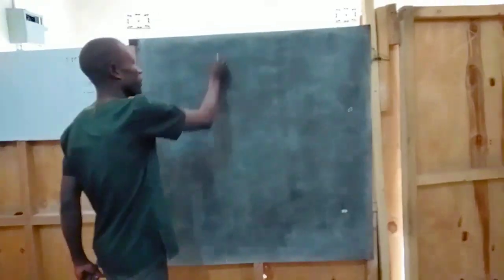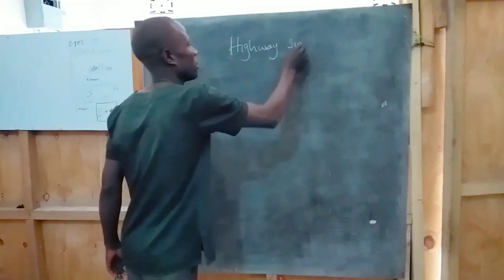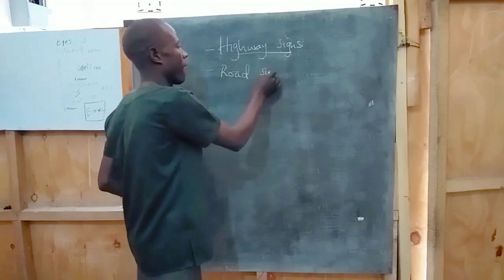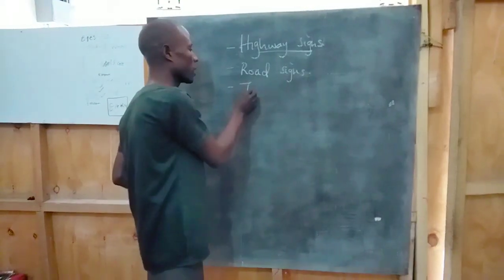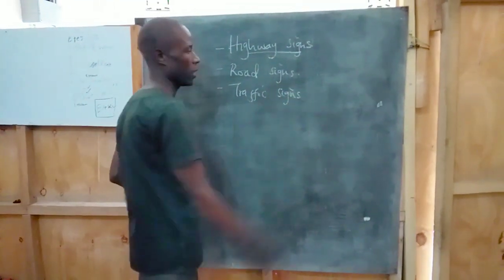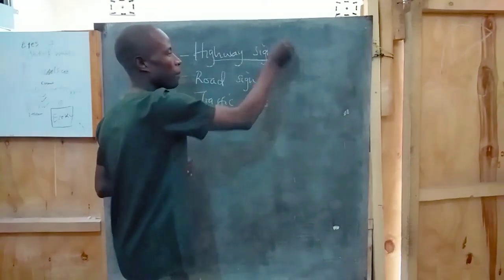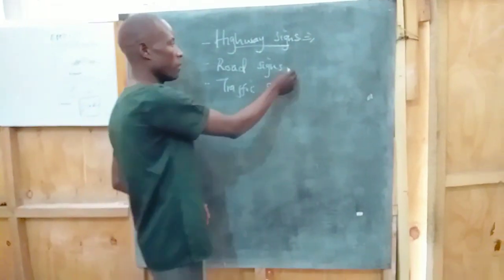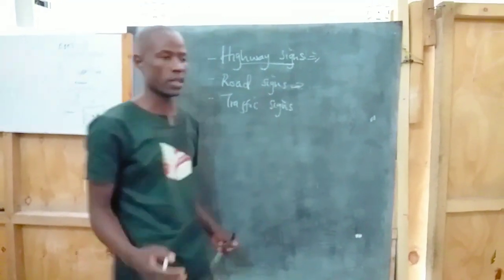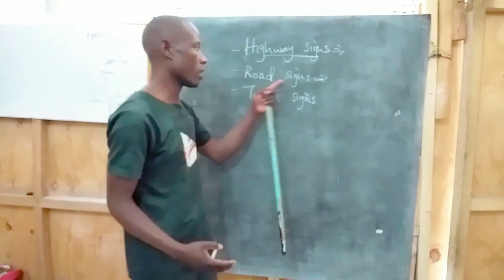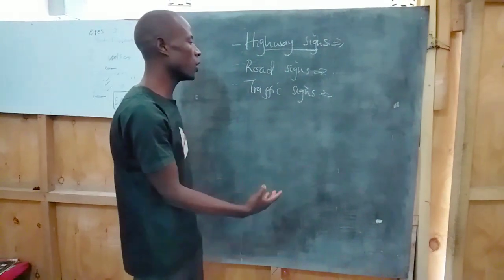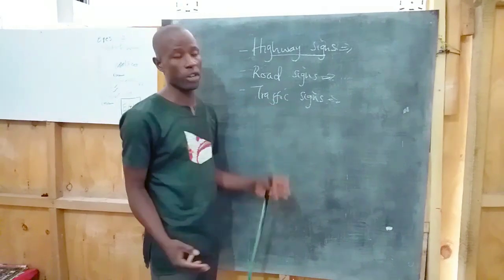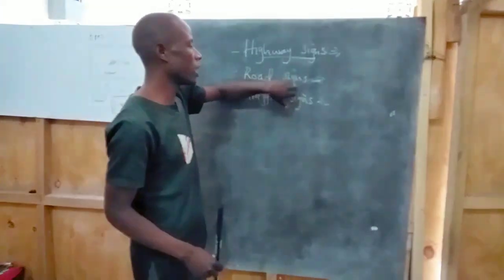We're going to look at highway signs. Highway signs are also known as road signs, and they're also known as traffic signs. They are highway signs because most of them are on highways, like on Vika Road, like on Mombasa Road. That's a highway. There are some which are found on roads. They are called road signs, like for example, any other road that is not a high speed road. And there are also some which are found in a place, say for example, in a church, in a matatu, in a petrol station, there are traffic signs. So all these, they are either highway signs, road signs, or traffic signs.